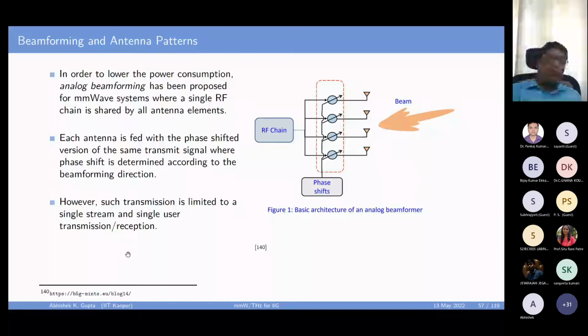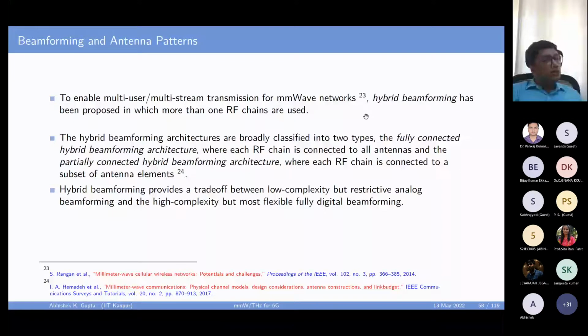So a middle way, where you want to have multi-user, multi-stream without using that many RF chains, is what we do for hybrid beamforming. You divide the number of antennas into small groups. Each group has one RF chain, while all the antennas in that group are only connected by the phase shifters. And then you can also have different architectures. For example, you can connect all these antennas together, or you can connect them partially, right?